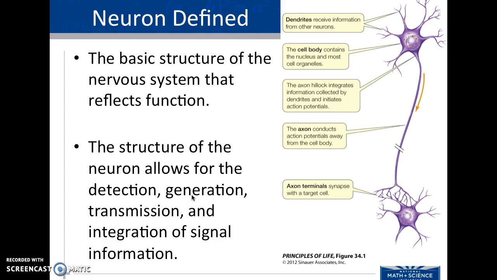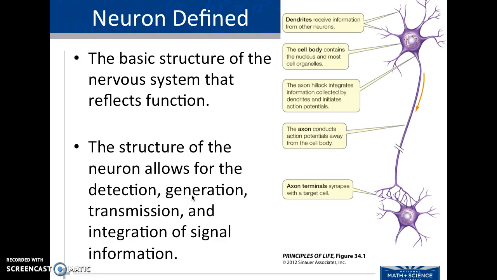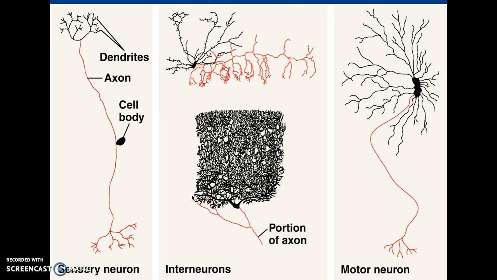The general definition of a neuron is the basic cell that makes up our nervous system. The structure allows for detection, generation, transmission, and integration of signal information. What do we need to know about this? We see that in this image in the purple, as well as this image, same thing.